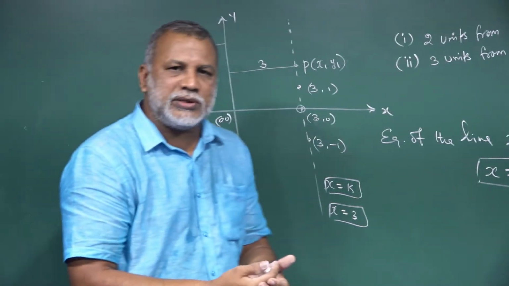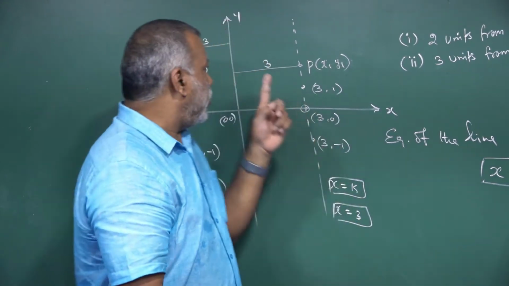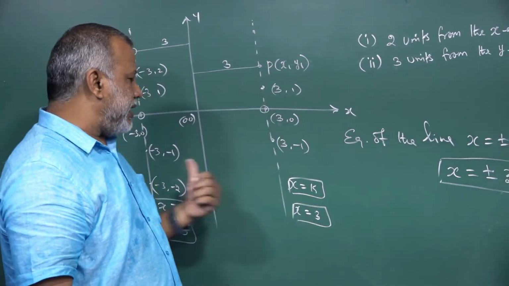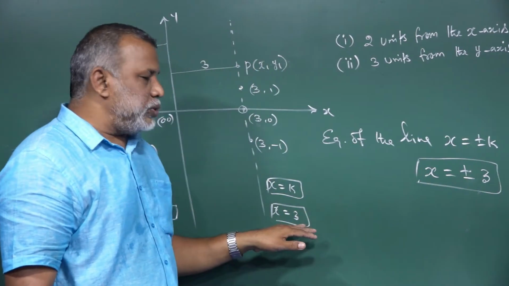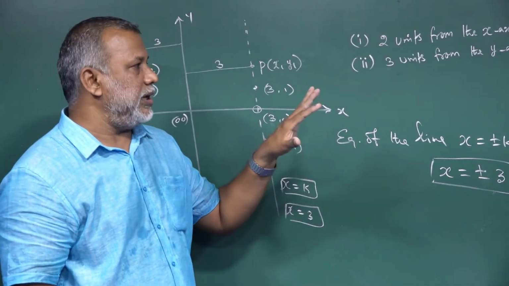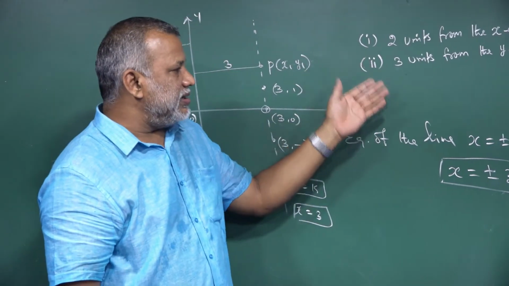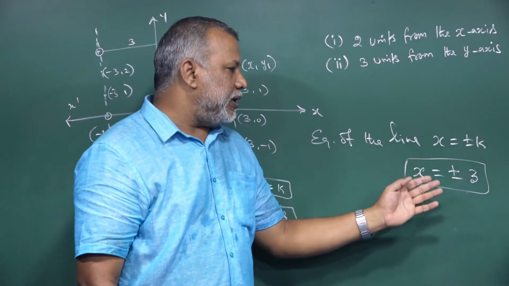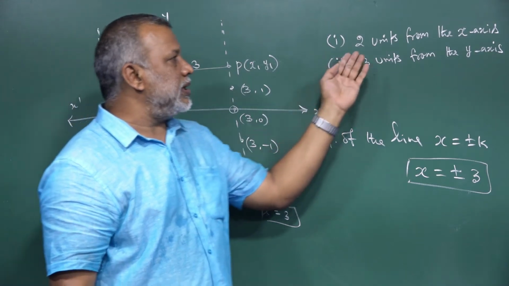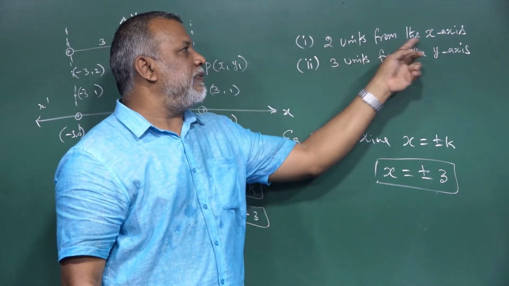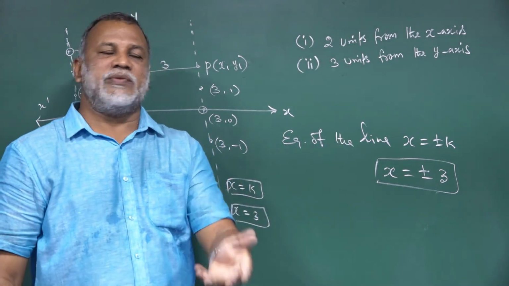From your 10th syllabus onwards you already discussed the equation of a straight line parallel to the y-axis: x equal to k, here x equal to minus k. We can say x equal to plus or minus k. Instead of this k, we can use the number 3. So dear students, just take the observation. From this observation, we can say x equal to plus or minus k; instead of k, we have plus or minus 3. In the previous question, the line was 2 units from the x-axis, therefore we discussed y equal to plus or minus k. Instead of k, we have 2 units.